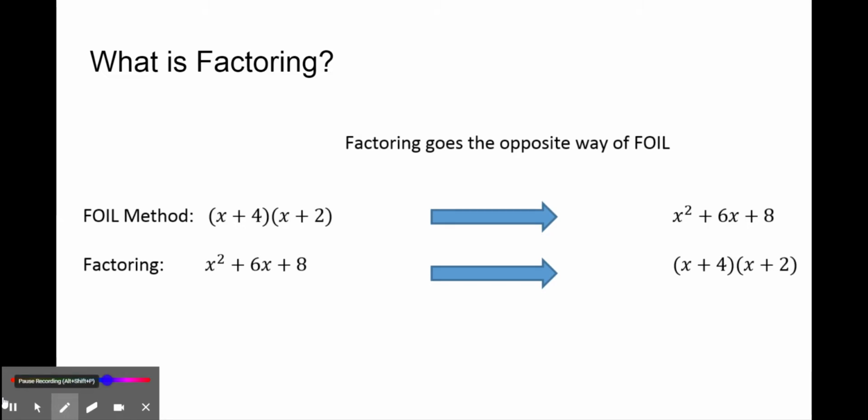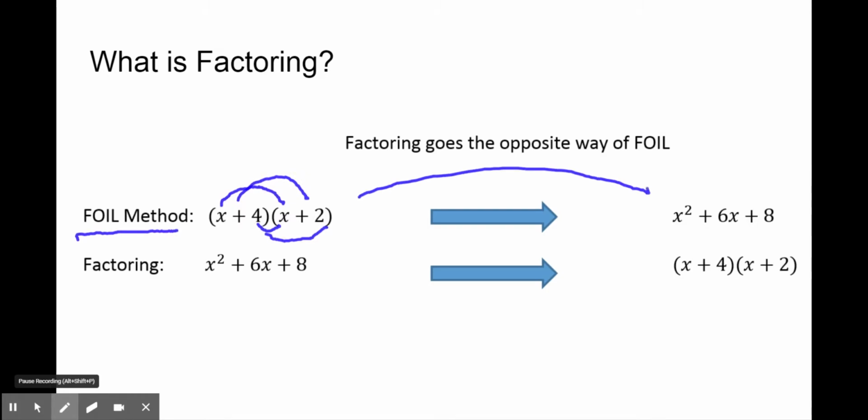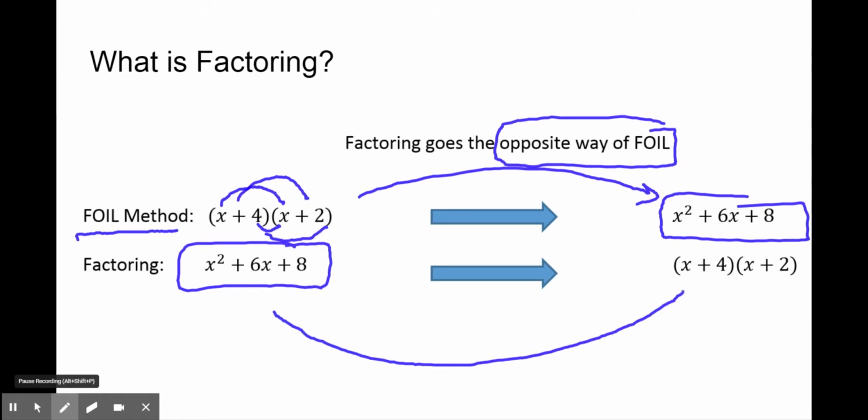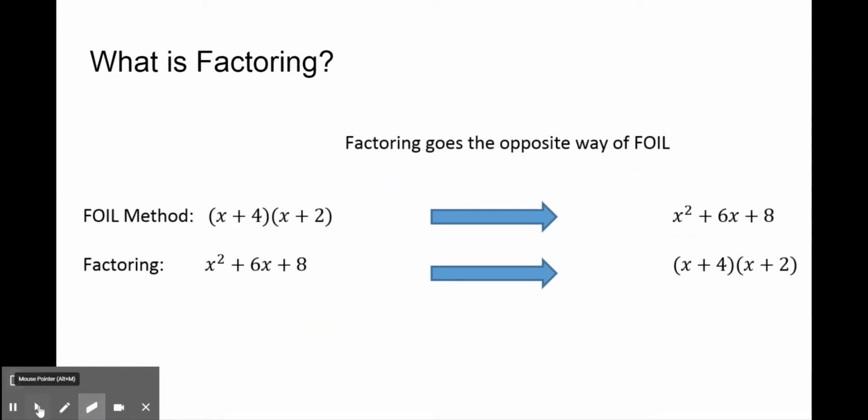Before we get started, it's important to know what factoring is. In one of my prior videos, we talked about the FOIL method. Given two parentheses, you can multiply it through and get the trinomial. It's important to know that factoring goes the opposite way of FOIL. So you're actually starting with that x squared plus 6x plus 8, and you're finding out the two parentheses that it came from. All right, so let's take a look at a few examples here.